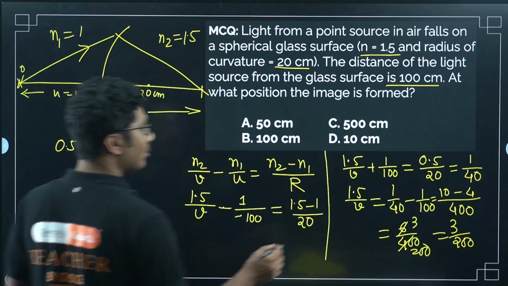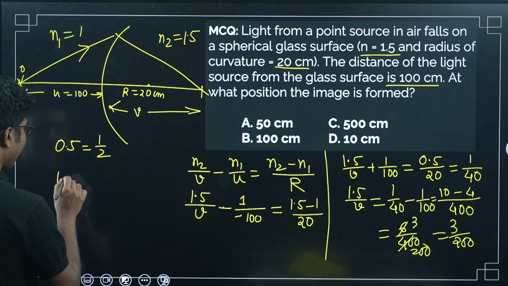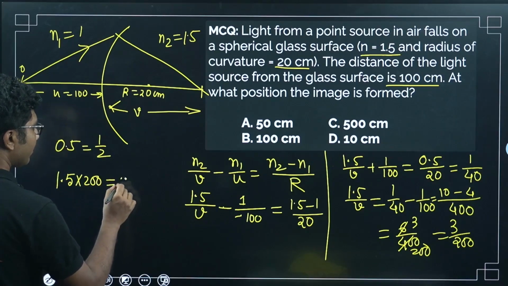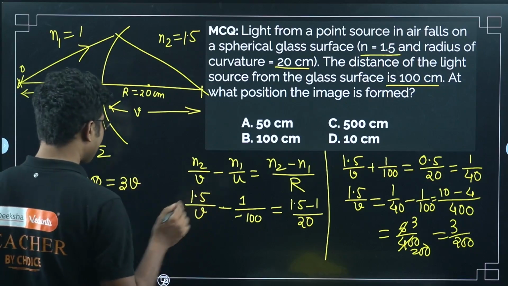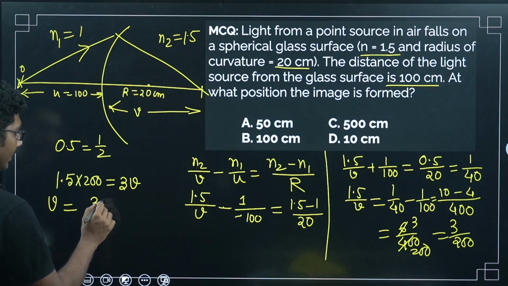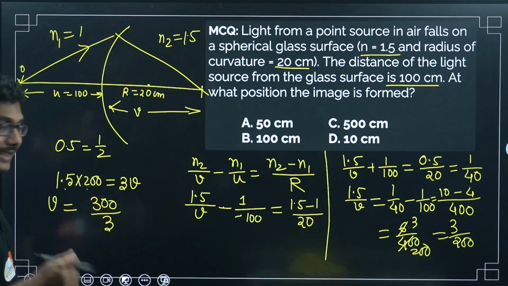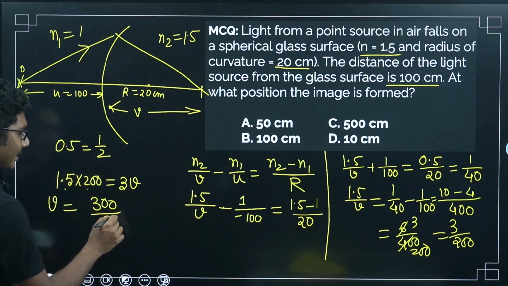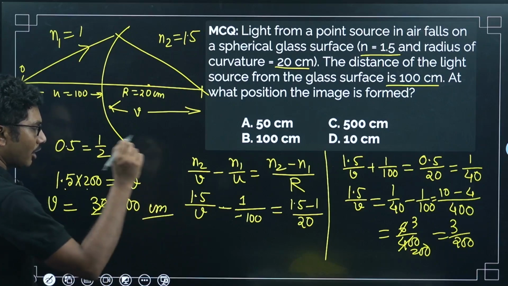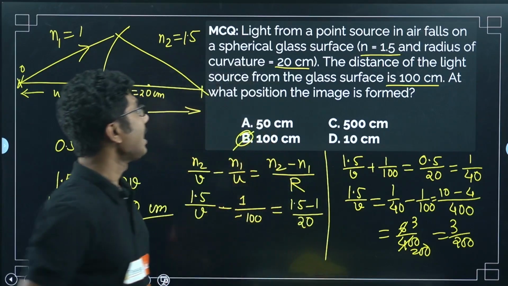So what is the value of V now? Do the cross multiplication. So 1.5 times 200 equals to 3V, right? Do the cross multiplication. So V will be 300 divided by 3. 1.5 times 2 is 3. 3 times 100 is 300. So it will get 100 centimeter. So the image distance is 100 centimeter. So correct answer is option B.